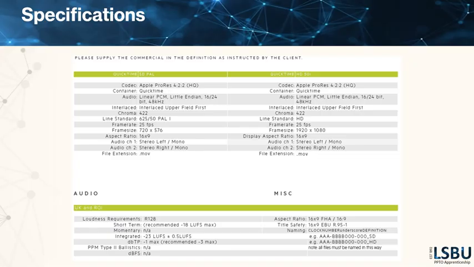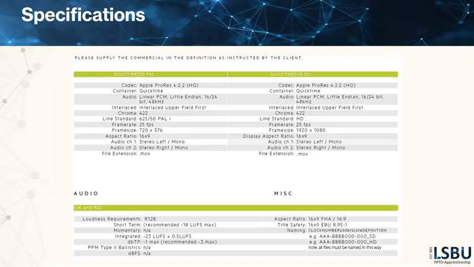The codec of the file that they want is Apple ProRes 422 HQ. The container, the wrapper, is QuickTime, so it's going to be a .mov file. The audio codec is linear PCM with a little endian setting. They'll take 16 or 24 bit depth, but they want 48 kilohertz sample rate.